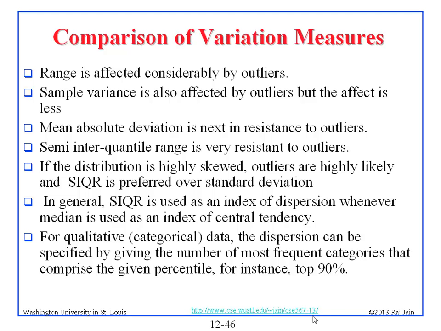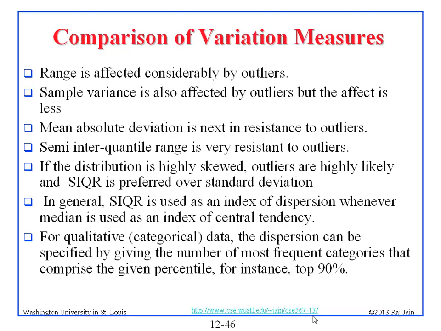So, comparison of various measures. Range is affected considerably by the outliers. So basically we don't like that because it is not statistically stable. Sample variation is also affected by outliers, but the effect is less. Mean absolute deviation is next in resistance to outliers. That is the reason for using mean absolute deviation: outliers have a linear effect as opposed to a square effect. Well, by the time you take a square root, probably it becomes the same.